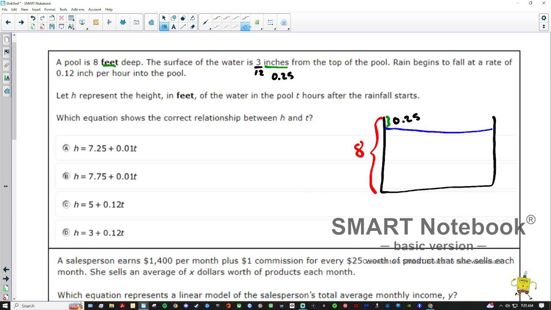So that means the total height of my water is going to be 8 minus 0.25, so 7.75 feet. Okay, rain begins to fall at a rate of 0.12 inches per hour. So let H represent the feet and T hours of rainfall. So we're starting at 7.75, that's our B, and we're filling up by about 0.1 per hour, so the only correct choice is B.